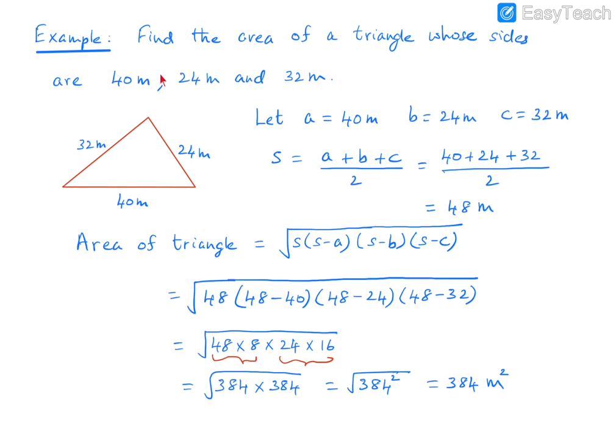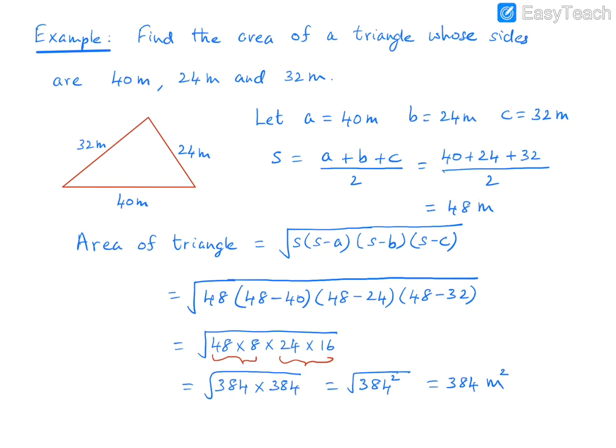Given the lengths of three sides, the length of one of the sides is 40 meters, the other side has a length of 24 meters, and the third side has a length of 32 meters, and we are asked to find the area of the triangle. Let us call these lengths a, b, and c. So a is 40 meters, b is 24 meters, and c is 32 meters. From these lengths, we can calculate the semi-perimeter s, which is the sum of the three sides divided by 2. So it's a plus b plus c, the whole divided by 2. We get s equal to 48 meters.